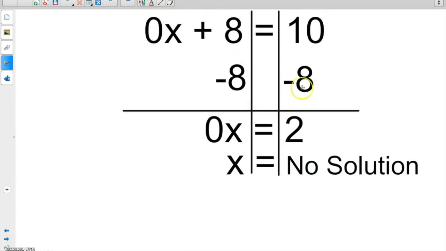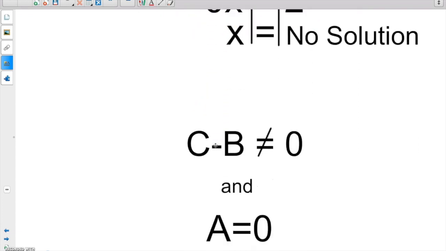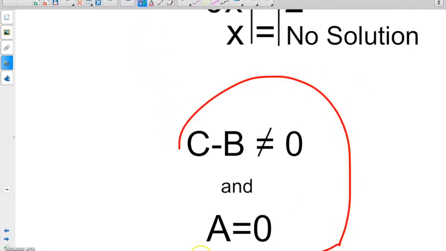So our combination here is when we do c minus b, if this isn't equal to 0, if we get a whole number that is not 0, or any type of number that's not 0, but our a is equal to 0, we'll notice that a number divided by 0 is going to result in no solution. So this is our third type of solution. We had our normal one solution, our infinitely many solutions, and our no solutions.